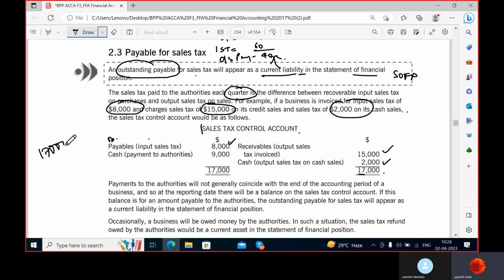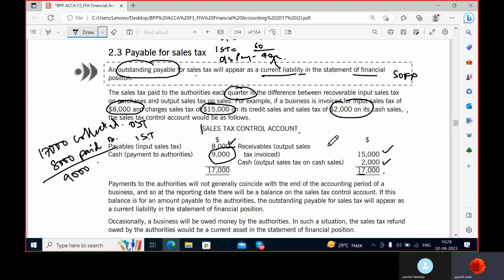So 17,000 collected, that is the output sales tax. 8,000 already paid, that is input sales tax. How much do we need to pay to the tax authorities? The difference amount, that is 9,000. So 9,000 will show as payment to authorities. Is this example clear?